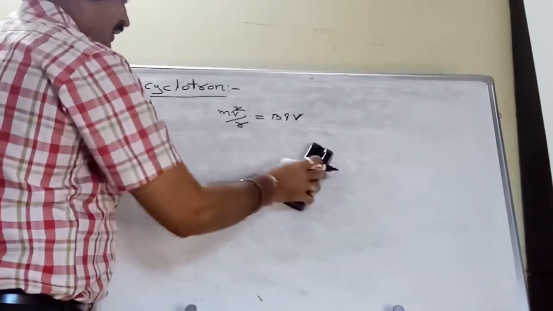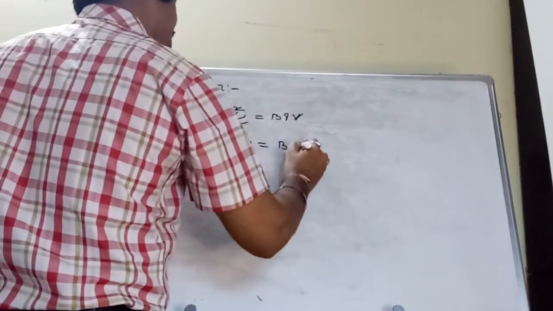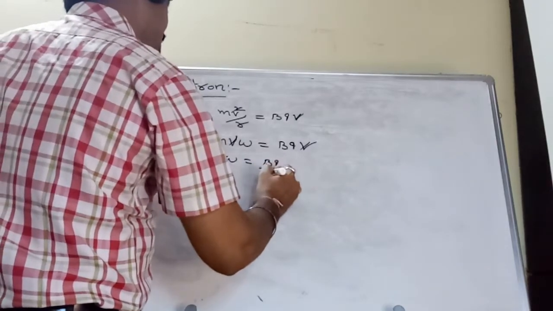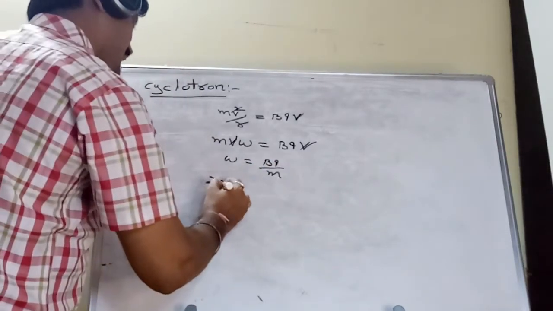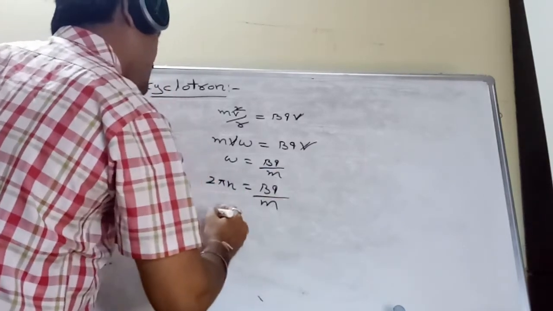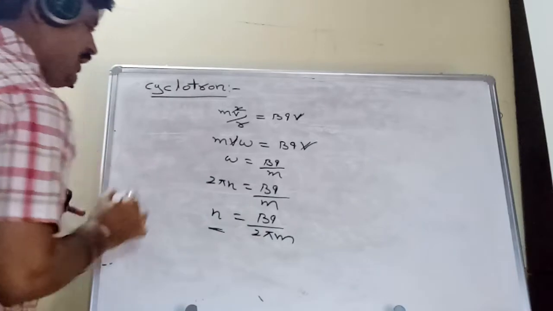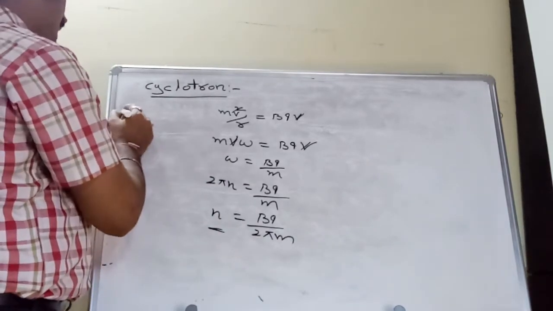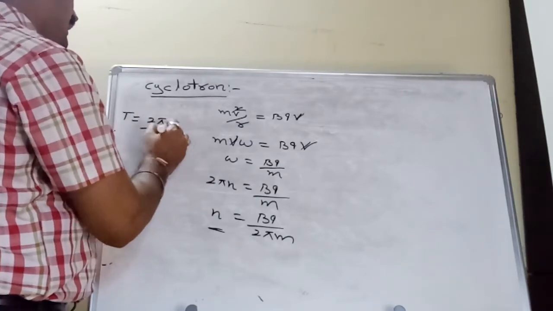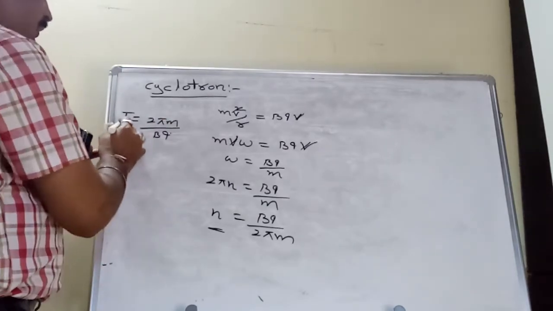Next, the time period of the particle. m v omega equal to bqv. So we cancel, omega equal to bq by m. Here omega equal to 2 pi n equal to bq by m. So n is equal to bq by 2 pi m, the frequency of the particle. So the time period of the particle T is equal to 2 pi m by bq.